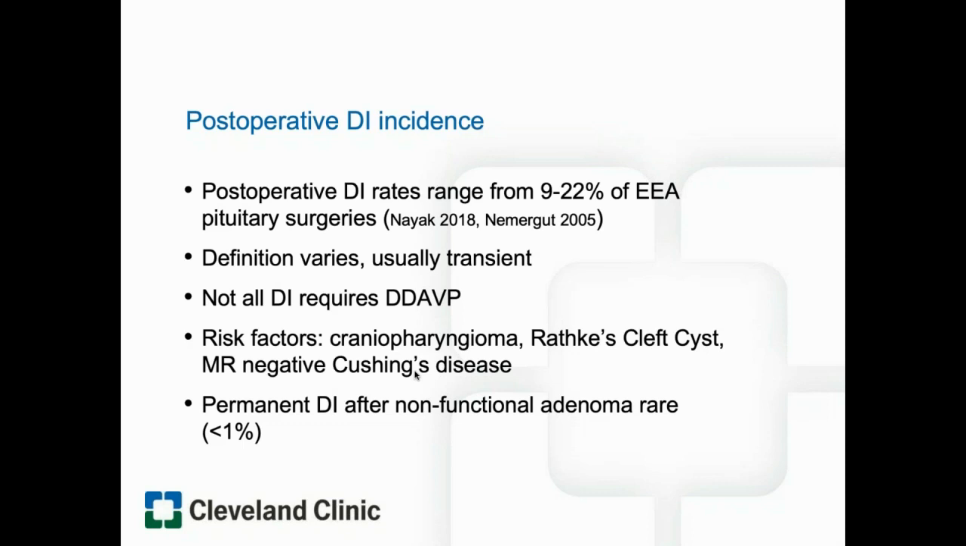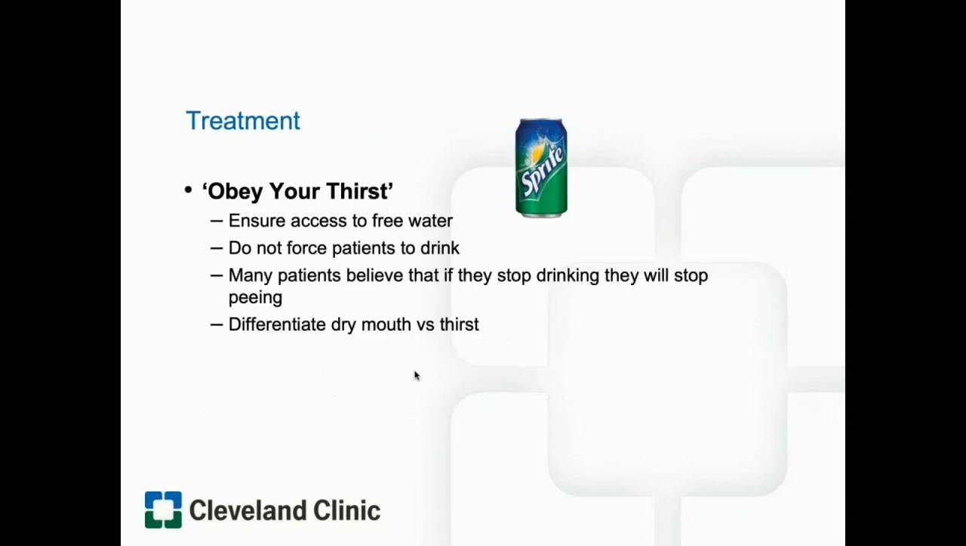10%. In the literature, there are clear risk factors of who may get DI. Certainly, craniopharyngioma patients are the highest risk, especially in some of those cases where we actually have to remove the pituitary stalk. Rathke's cleft cysts also have been shown, and I think that may be related to when we do surgery, suddenly that pituitary gland is often pushed upwards, and within a few seconds we drain the cyst and that falls down, and there may be some traction on the pituitary stalk. MRI negative Cushing's disease, we tend to do very extensive explorations, and that manipulation may increase the risk in those patients as well. Fortunately, permanent diabetes insipidus after non-functional adenomas is pretty rare. The way we tell patients is essentially obey your thirst.